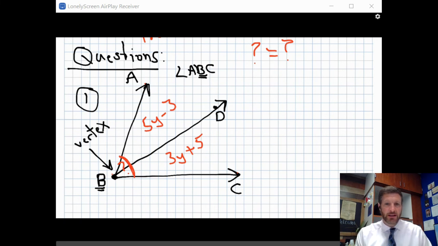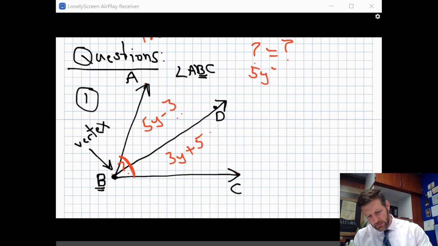The key word here is bisector. We know these two angles, I don't know what they add up to. It didn't say they were complementary or supplementary or right angles, but I do know they're bisected. So in other words, these angles are congruent to each other. And so that's my equation: 5y minus 3 equals 3y plus 5.